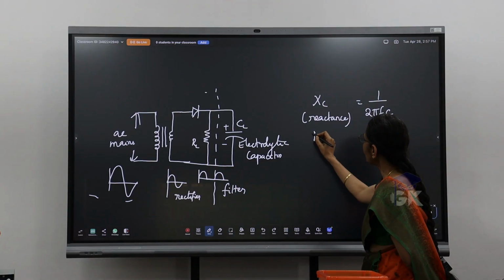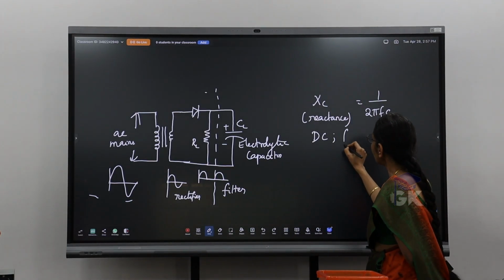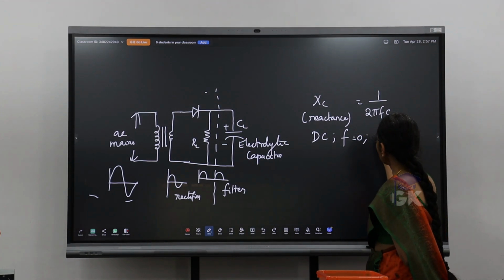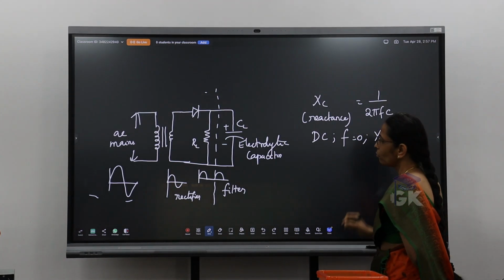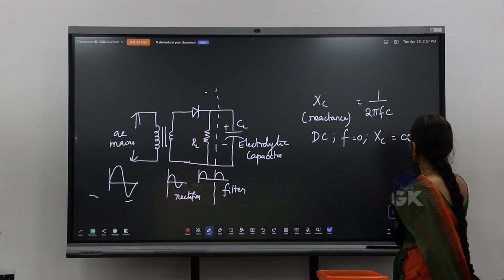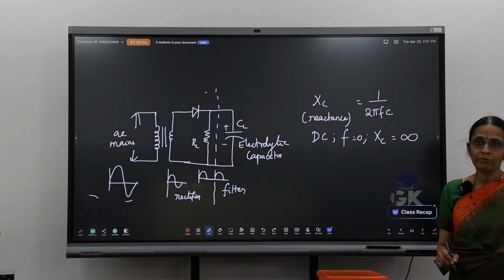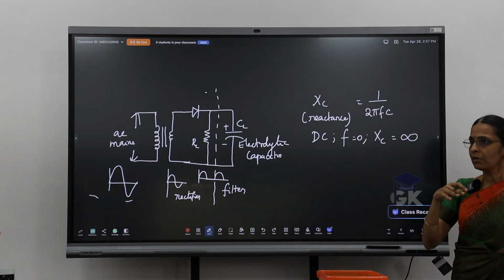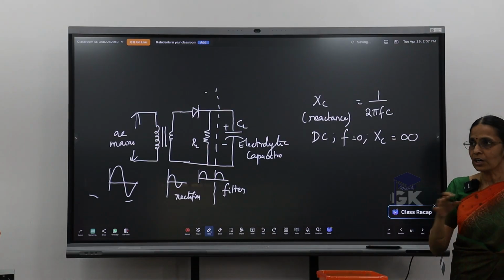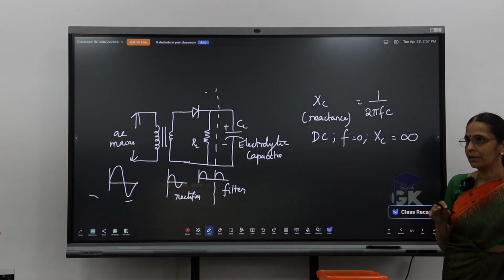Now, what is the frequency for my DC signal? 0. So, if frequency is 0, what happens to the reactance of it? Infinity. The reactance of my capacitor to the DC signal is infinity. Means it is going to block my DC signal. It will not allow my DC signal.